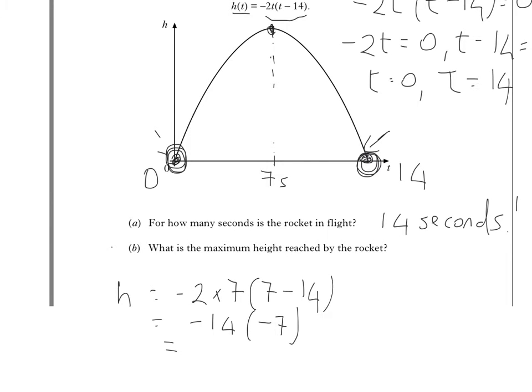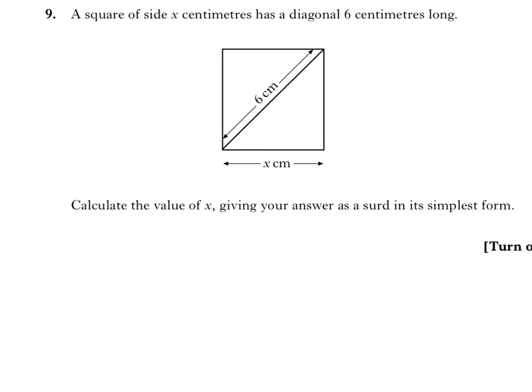Now, just be careful, a negative times a negative is a positive. 14 times 7, if need be, go across the side and work that one out. 7 fours are 28, 8 down, carry 2. That's 98. The units is meters. The maximum height reached by the rocket, and this occurs after 7 seconds, is 98 meters, and that's the end of the question.